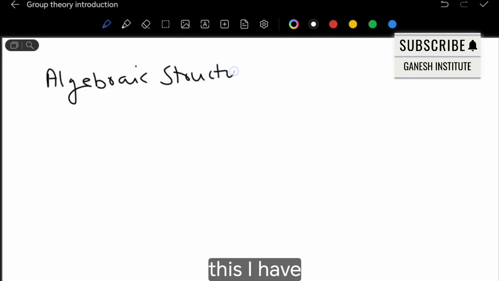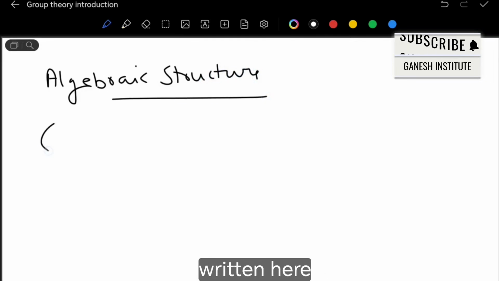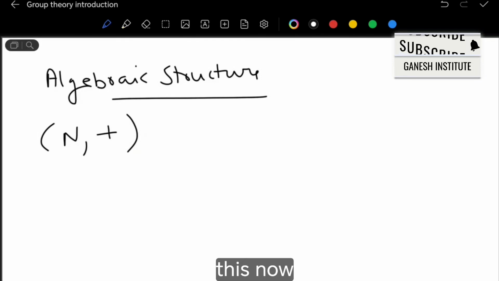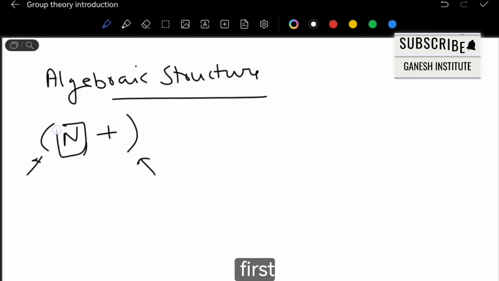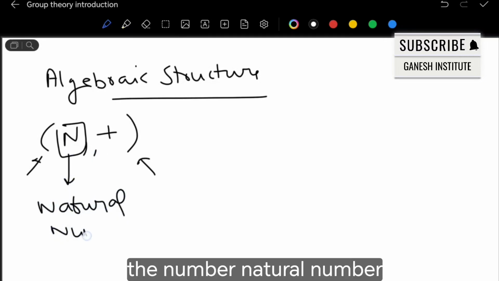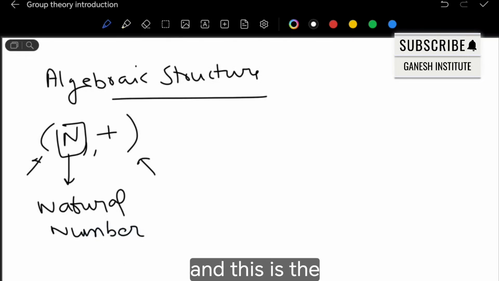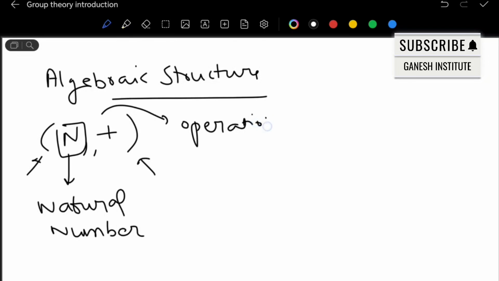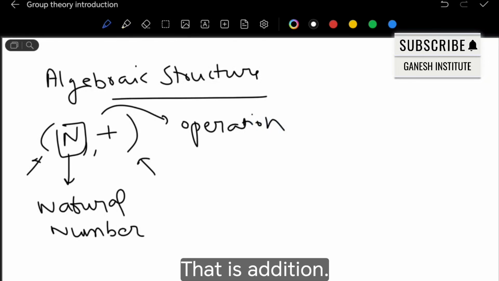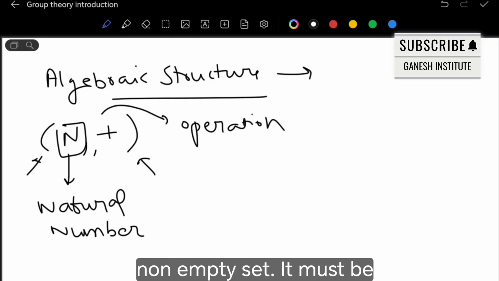So just see this. I have written here this, and it is enclosed in parentheses. First thing is the type of the number, natural number. And this is the operation, that is addition. So algebraic structure is basically a non-empty set.